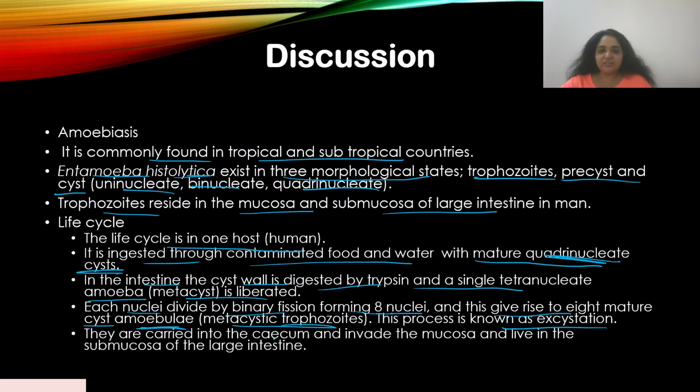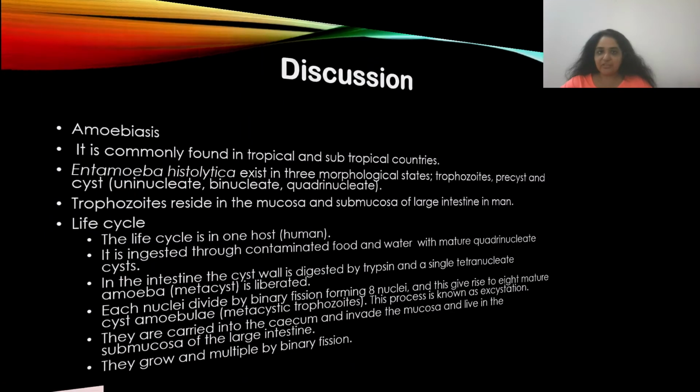Now they are carried into the cecum and invade the mucosa and live in the submucosa of the large intestine. So they follow the path of the stool formation, the feces formation. They go into the large intestine, into the cecum, and they live in the mucosa and the submucosa of the large intestine. Now they grow and multiply by binary fission.